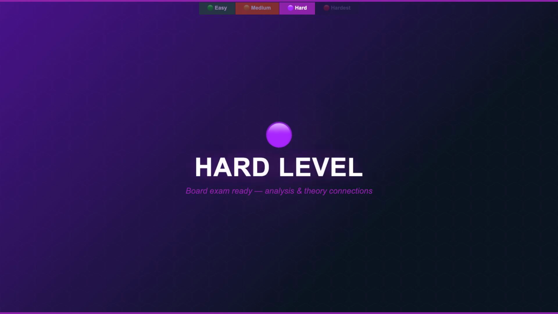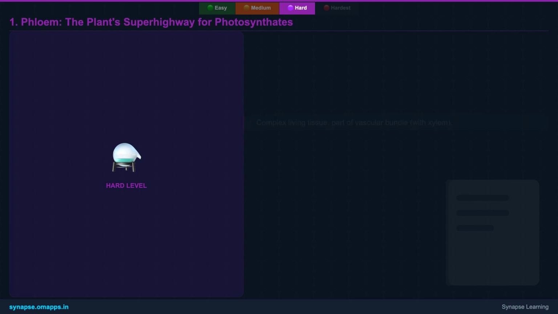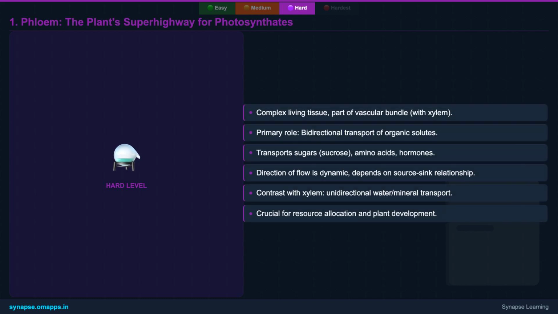Ready to dive even deeper? The hard level will challenge your analytical skills and connect concepts for a more comprehensive understanding of phloem transport. Phloem isn't just a simple tube, it's a dynamic, living superhighway.